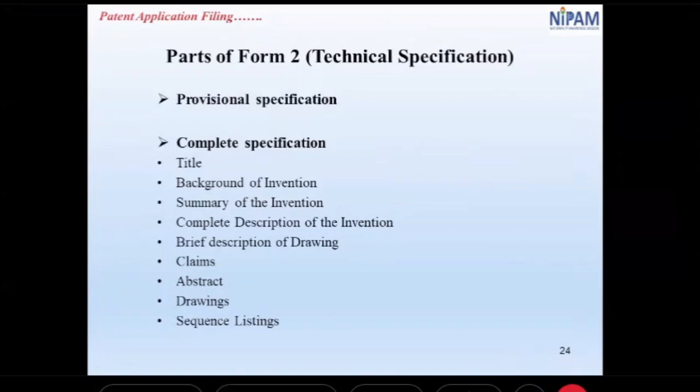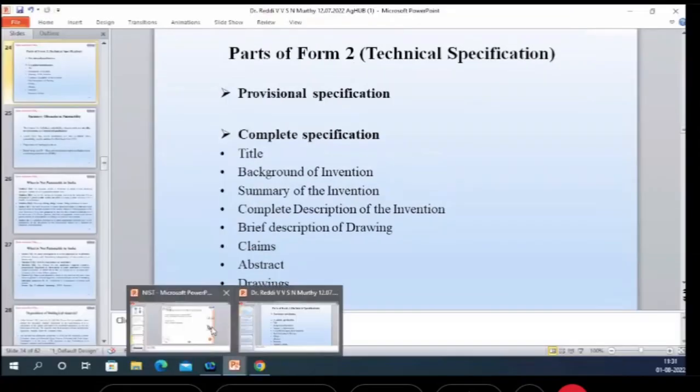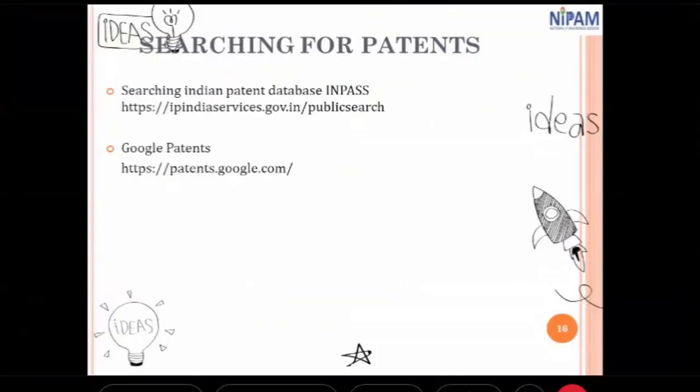Now let me tell you how to search for a patent, how to search for a prior art application. So this is searching for a patent. We have talked about intellectual property rights, different types of IPR, the importance and significance of IPR, what exactly a patent is, how to file a patent before the Indian Patent Office, what forms we need, and what fees we have to pay. Now let's talk about searching for a patent.